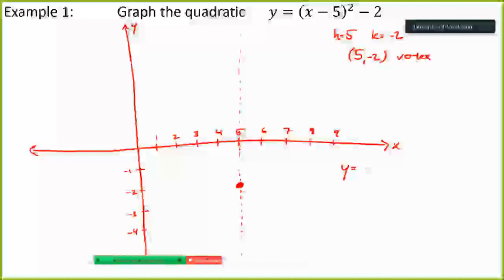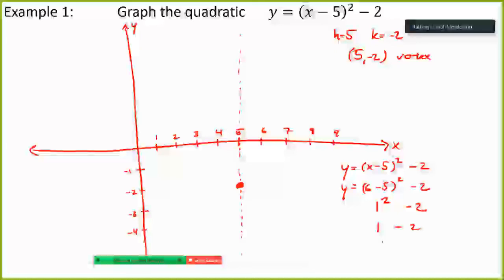So I'm doing my work on the right here. So y is equal to x minus 5 squared minus 2. I'm going to plug in 6 this time. Remember, you have a choice. You can plug in anything you want, but pick 2 numbers in the neighborhood of 5, wherever that line of symmetry is. So I'm going to do 6. So 6 minus 5 squared minus 2. 6 minus 5 is just a 1. Yay! That's easy. 1 squared is just 1. 1 minus 2 is finally -1. And I didn't write down my y equal, so I'll put those in. So y is equal to -1.